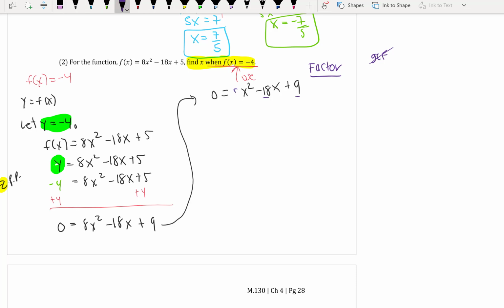and we don't have a variable in common. So for this one, I'm just going to go ahead and do the guess and check method.